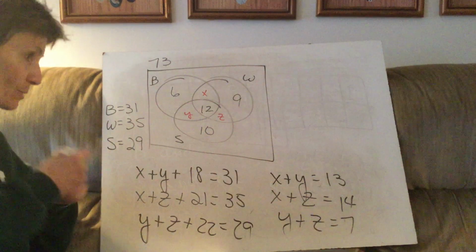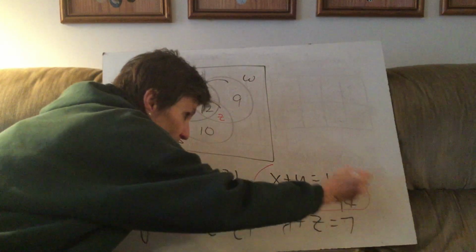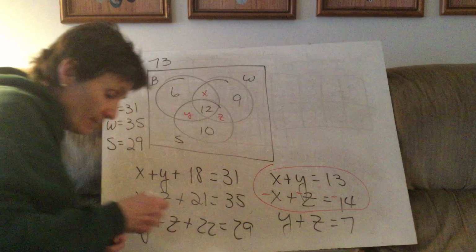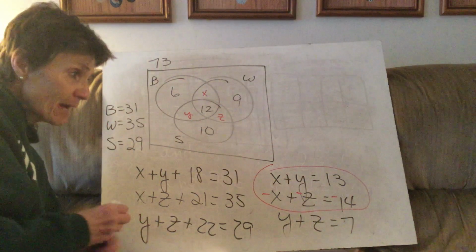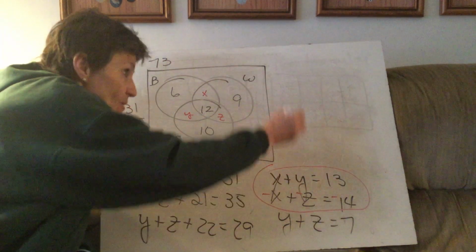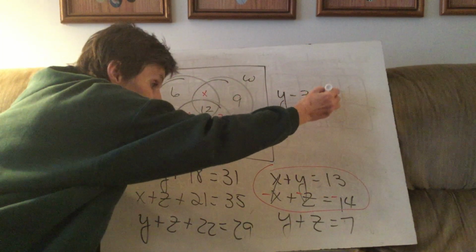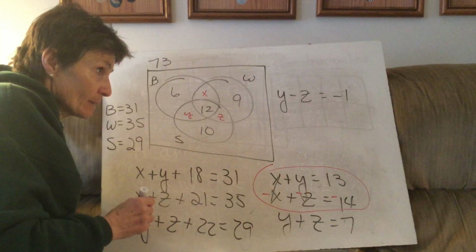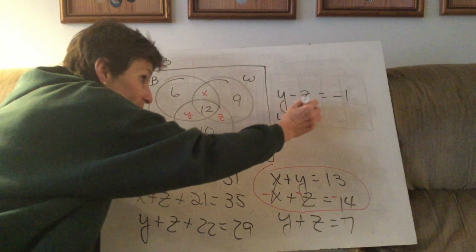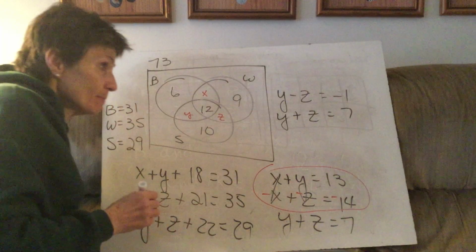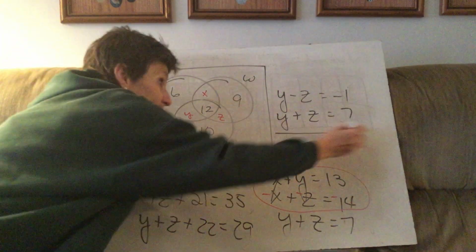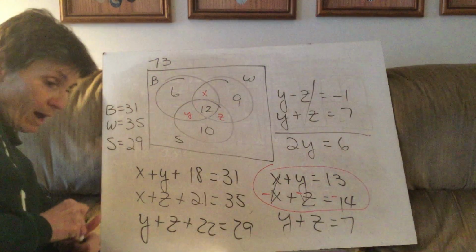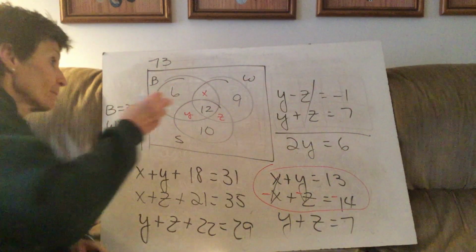All right, so now I'm going to take these 2 equations right here, the first 2 I wrote, and I'm going to multiply the bottom one by a negative. And I'm going to add them together, so that will cancel. And I have Y minus Z equals negative 1. And then I still have my Y plus Z equals 7. Now I can add those together, and 2Y equals 6. So Y equals 3.